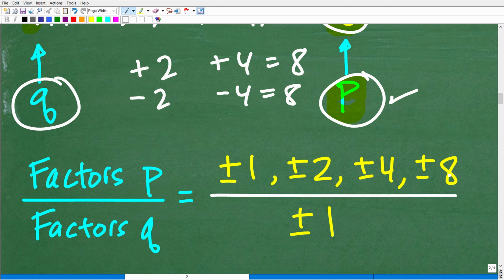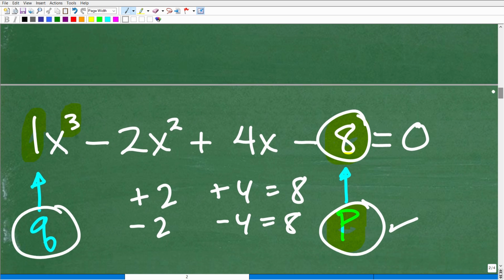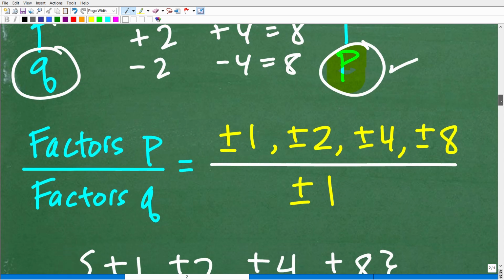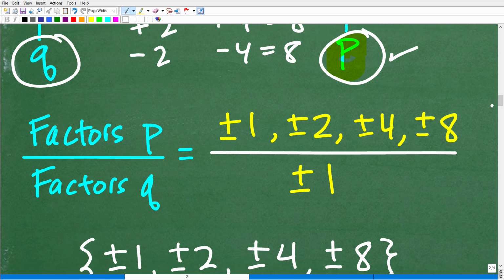That is our numerator. Now, again, if you're confused with this, it basically means that you need a lot of follow-on instruction. This is a lot in and of itself. So again, I'll just direct you to those courses I talked about. Okay, so what is Q? Again, Q is just 1. So the factors of 1, that's pretty easy, is plus or minus 1. Okay, so we can see that right there.